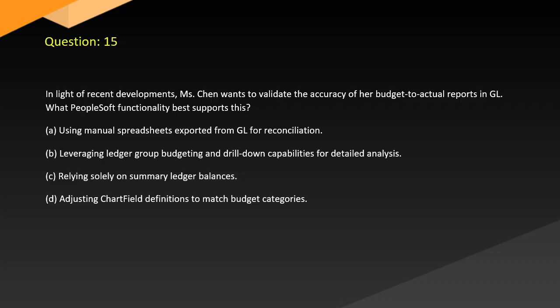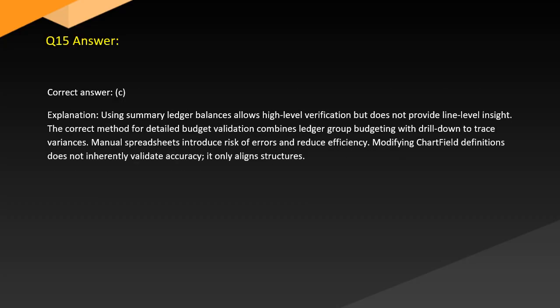C. Relying solely on summary ledger balances. D. Adjusting chart field definitions to match budget categories. Answer. Correct answer. C. Explanation. Using summary ledger balances allows high-level verification but does not provide line-level insight. The correct method for detailed budget validation combines ledger group budgeting with drill down to trace variances.